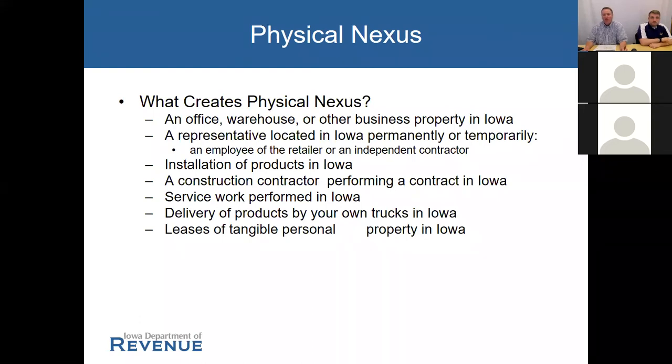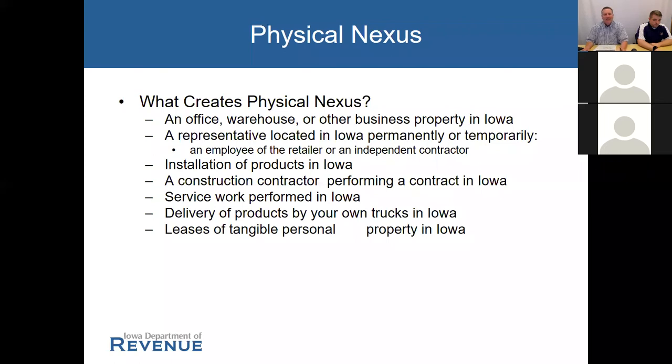Performing service work, I already touched on that. Delivery of products in Iowa using your own trucks. So if you are from Illinois, and let's say you deliver items in Iowa, just maybe furniture for an example, and your furniture trucks are rolling up and down the Iowa highways delivering products to people in Iowa, that creates a physical nexus. You're leasing tangible personal property in Iowa, that's going to create a physical nexus. Again, nothing new under the sun here. We've had this in place for as long as I can remember.